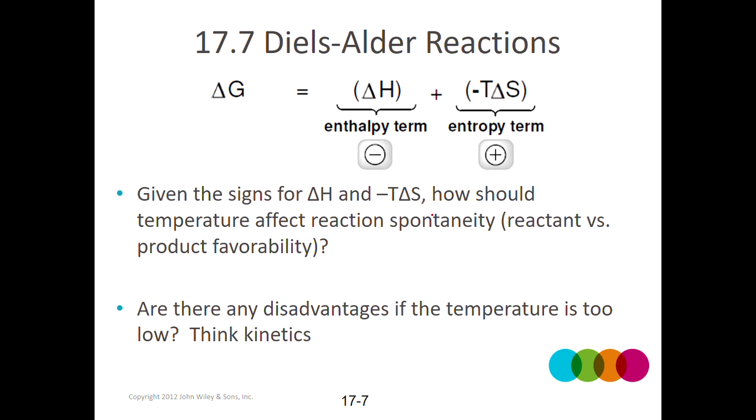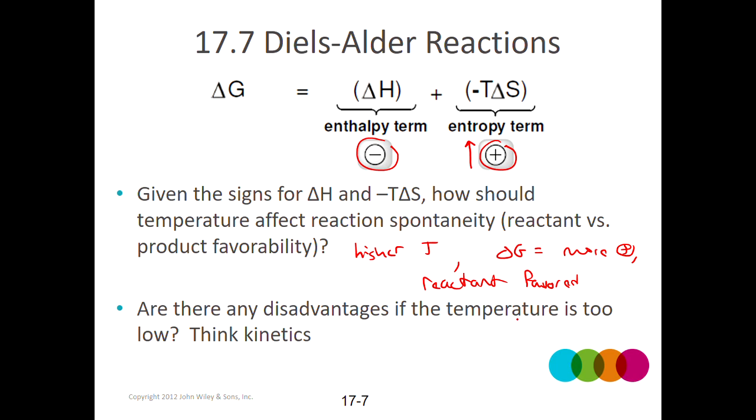So that's why we can make this conclusion that, given the sign for delta H being negative and the T delta S term being positive, as the magnitude of this term increases at higher temperature, it is going to cause delta G to become more positive, and that means it's going to be more reactant favored at higher temperatures. So if we want it to be product favored, we want the temperature to be as low as possible.